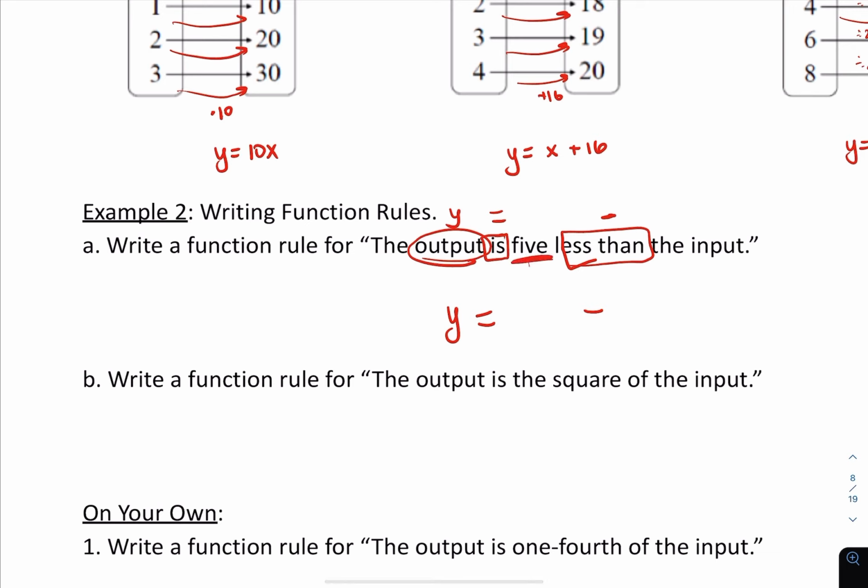Well, you're left with 5 and input. But remember, if it's less than, this means switch the order. Input is your x, so it's going to be y equals x minus 5.